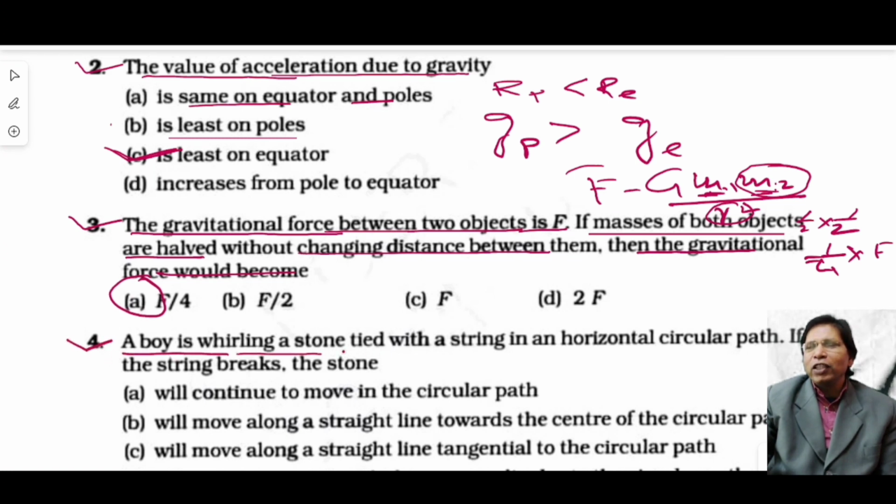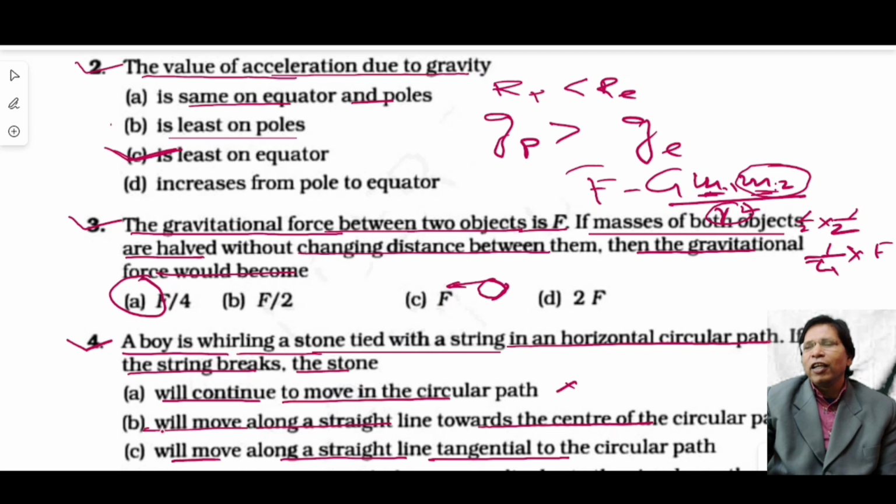Okay, now question number 4. A boy is whirling a stone tied with a string in a horizontal circular path. If the string breaks, the stone will continue to move in the circular path. No. Will move along a straight line towards the center of the circular path. No. Will move along a straight line tangential to the circular path. Look at this: for circular motion of an object, the direction of motion is always directed tangentially. So option C is correct. Will move along a straight line tangent to the circular path.